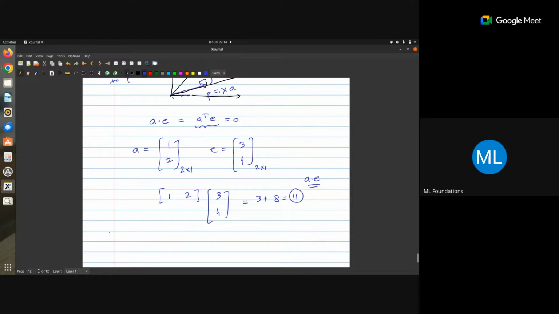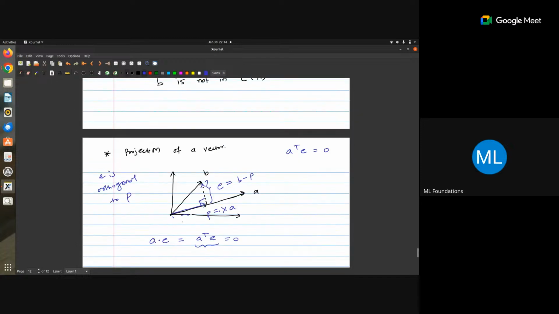Can I do this multiplication without the transpose? No, it's not possible. So the way to do the dot product in vector representation is A transpose E, but the meaning is the same. A dot E is the same as A transpose E. Now I think it's clear, right? Okay, so now coming to that part.